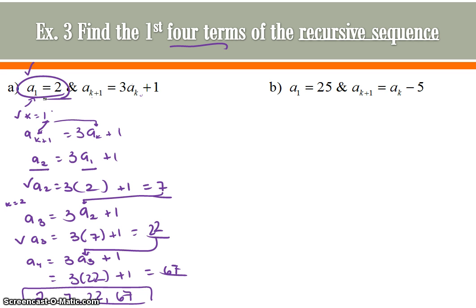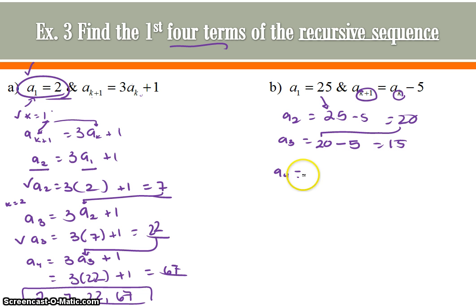Okay, same idea with the second one. The first term is 25. To find the next term, a sub k plus 1, it's the previous term minus 5. So a sub 2 would be 25 minus 5, which is 20. A sub 3 would be the previous term minus 5, which is 15. A sub 4 is the previous term minus 5, which is 10. So the first 4 terms of the sequence are 25, 20, 15, and 10.